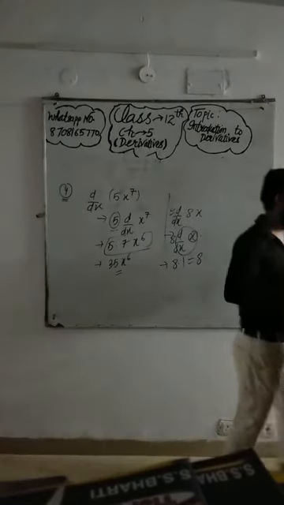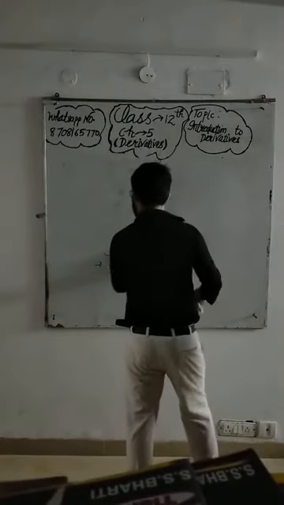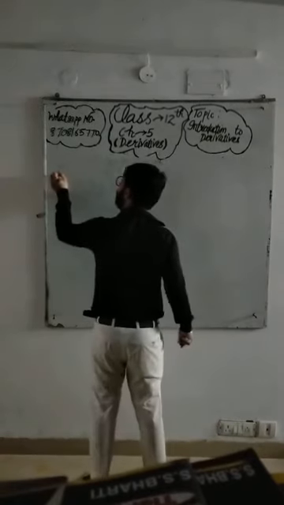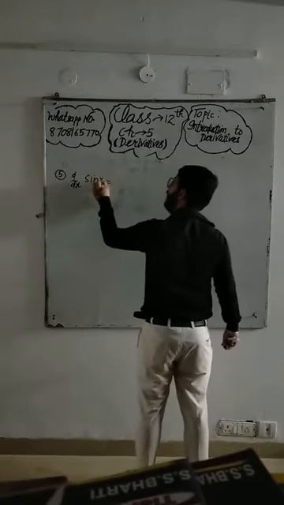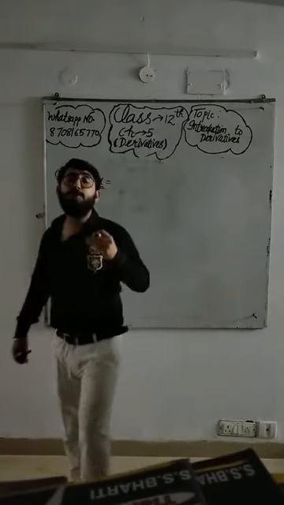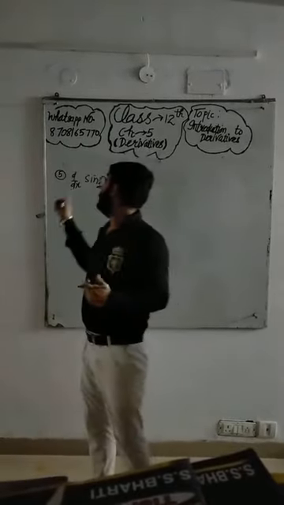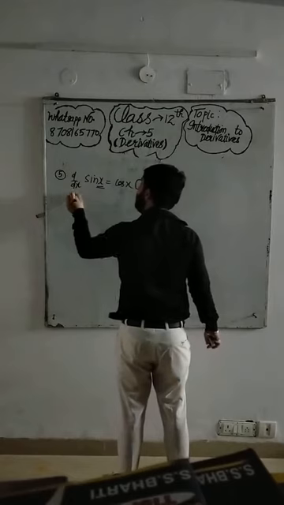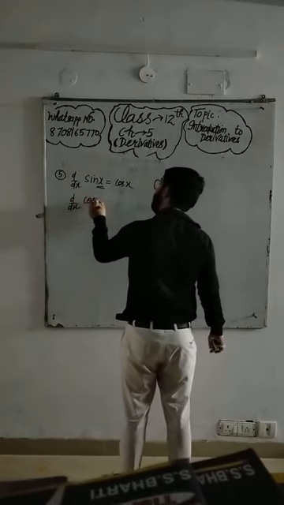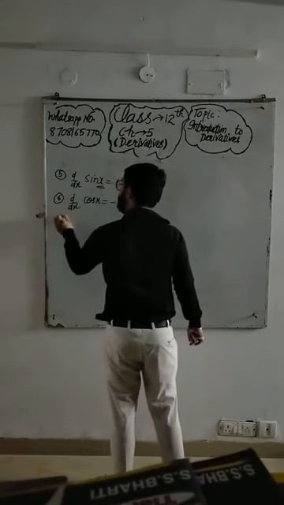Okay, let us learn another one. The fifth one is d/dx of sin x. The change we observe in the trigonometric function sine with respect to x is cos x. The derivative of sin x is cos x. The derivative of cos x is minus sin x.